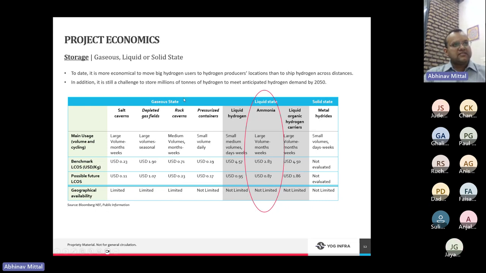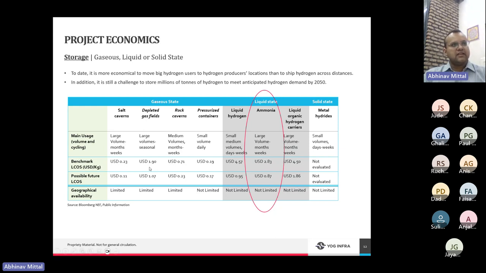So there are a few ways that you can actually store green hydrogen. One is a gaseous state, a liquid state, and a solid state. Because we're talking about ammonia here, I've just circled it out that it's essentially a way to store in liquid state, wherein this is the benchmark, LCOS. LCOS stands for levelized cost of storage.